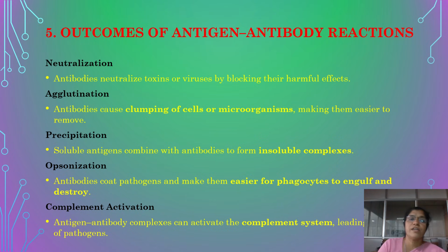Outcomes of antigen-antibody reactions. Neutralization: antibodies neutralize toxins or viruses by blocking their harmful effects. Agglutination: antibodies cause clumping of cells or microorganisms, making them easier to remove. Precipitation: soluble antigens combine with antibodies to form insoluble complexes. Opsonization: antibodies coat pathogens and make them easier for phagocytes to engulf and destroy. Complement activation means antigen-antibody complexes can activate the complement system, leading to the destruction of the pathogens.